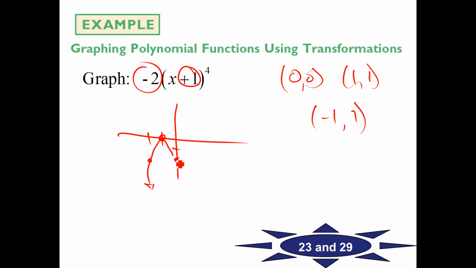And there you have it. That will be your x to the 4th graph. Try 23 and 29.